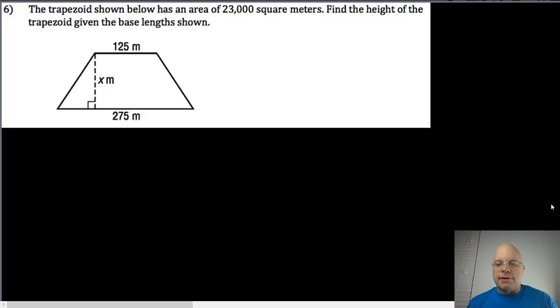We derived the formula for the area of a trapezoid in class today. The area of a trapezoid is equal to 1/2 multiplied by the sum of the bases, base 1 plus base 2, multiplied by the height of the trapezoid, and the height is the perpendicular distance between the bases.